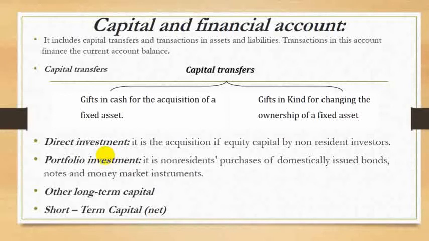This is number 1, gifts in cash. It can be gifts in kind, which are goods and services. Or I'm going to give my own office to you, changing the ownership of the fixed assets. Okay, this is gifts in kind. This is number 1. Number 2, direct investment.